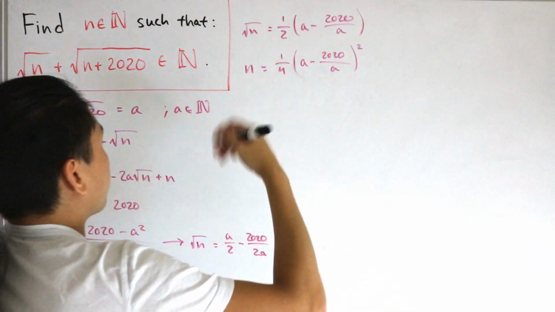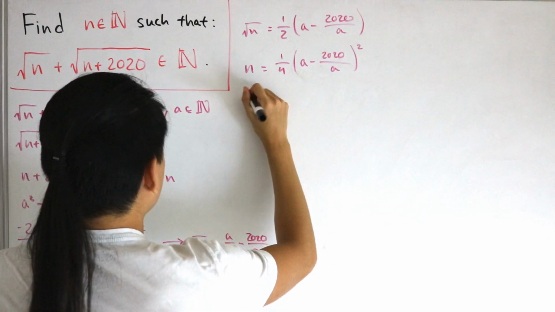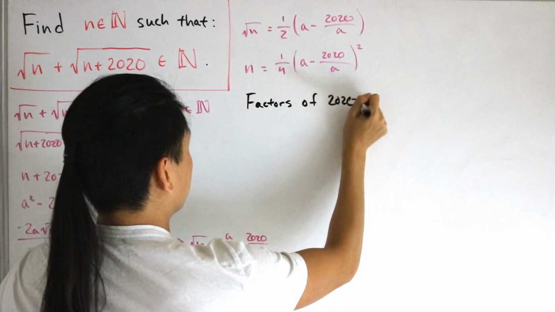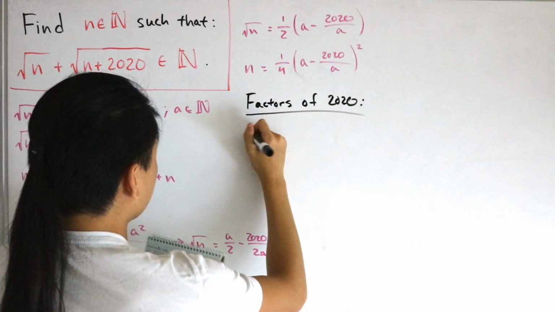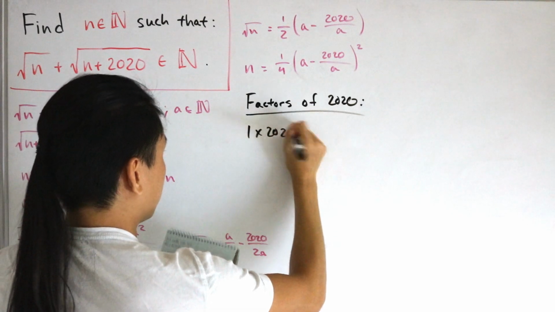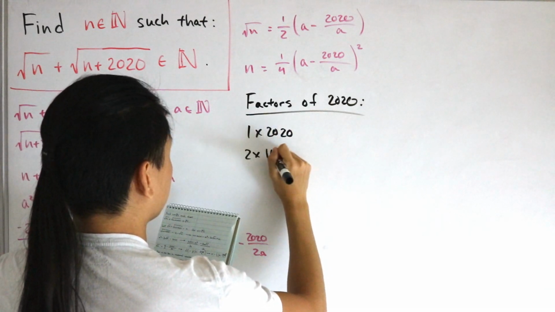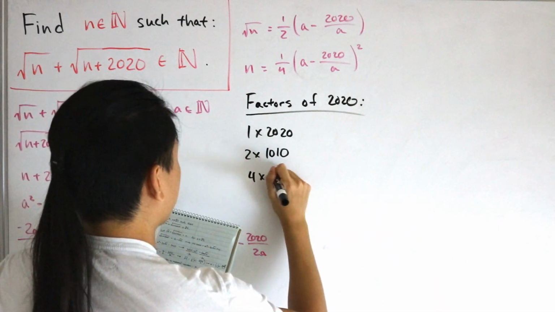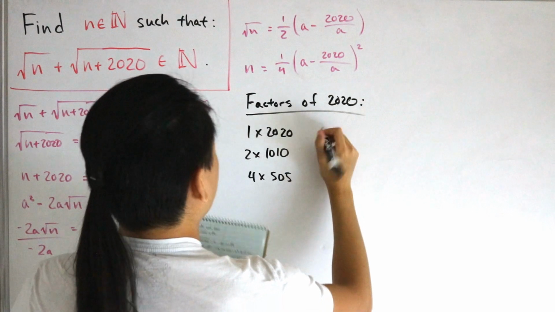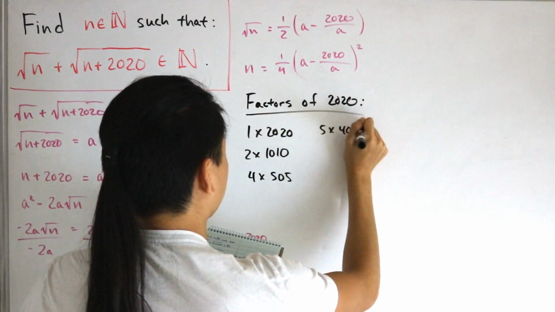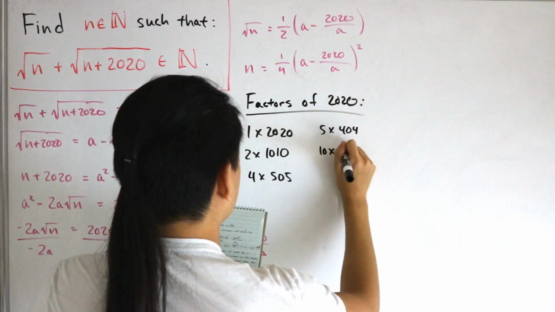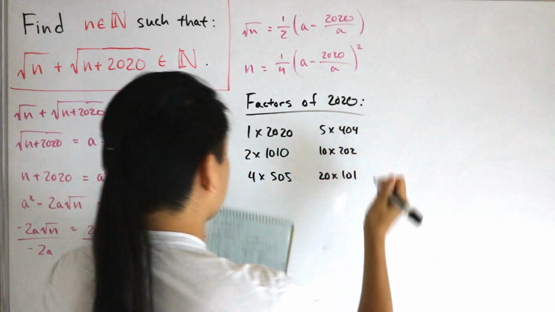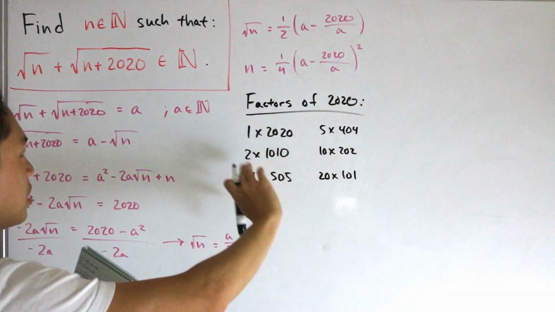So what we notice is that if I factor out 2020, we actually get 12 different factors. So let me write down our factors of 2020, and then list them out in terms of the multiplication. So I have 1 times 2020, 2 times 1010, 4 times 505, 5 times 404, 10 times 202, and then 20 times 101. So we have 12 different factors, and the multiplications over here.